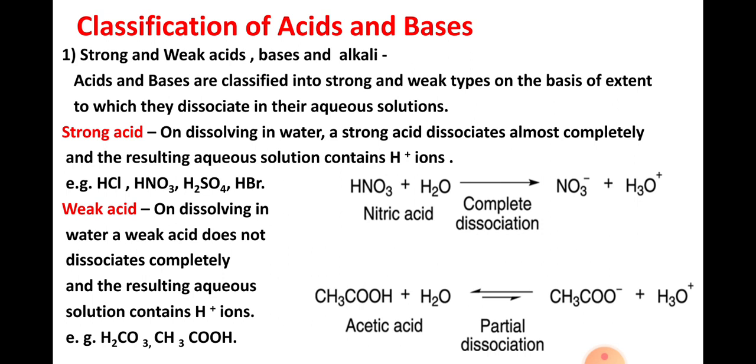Acids and bases are classified into strong and weak types on the basis of the extent to which they dissociate in their aqueous solution. Strong acid. On dissolving in water, a strong acid dissociates almost completely and the resulting aqueous solution contains H+ ion. For example, hydrochloric acid, HNO3, nitric acid, H2SO4, sulfuric acid, HBr, hydrogen bromide.